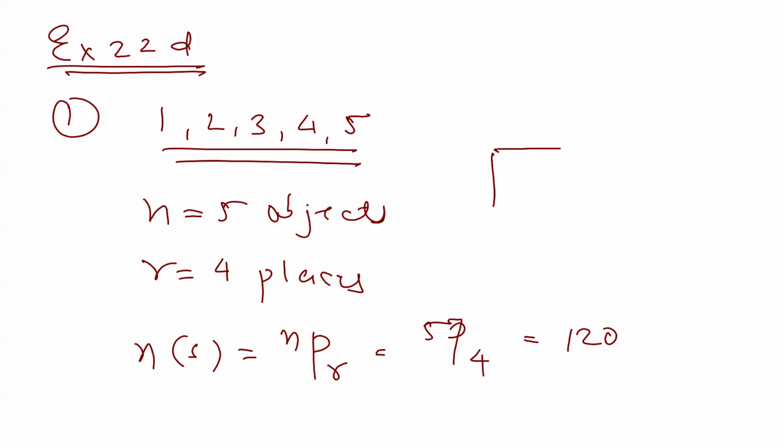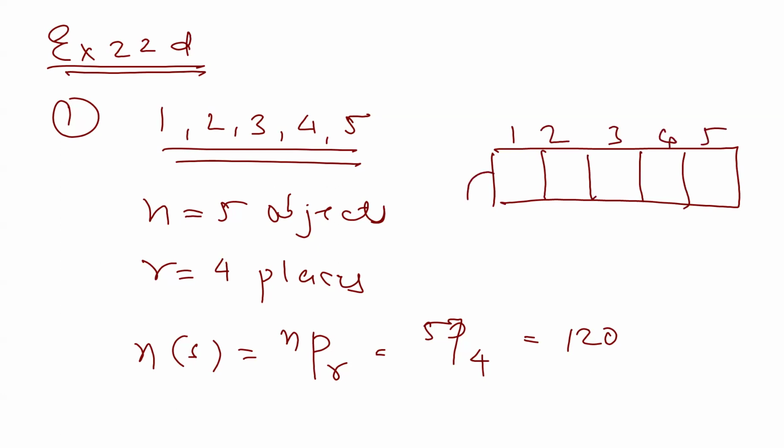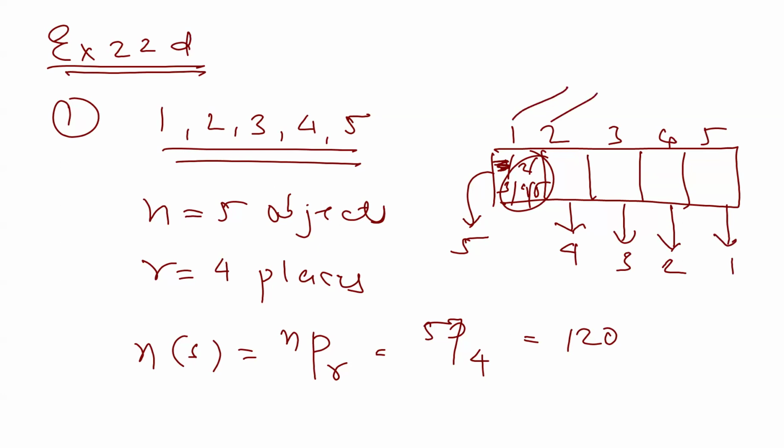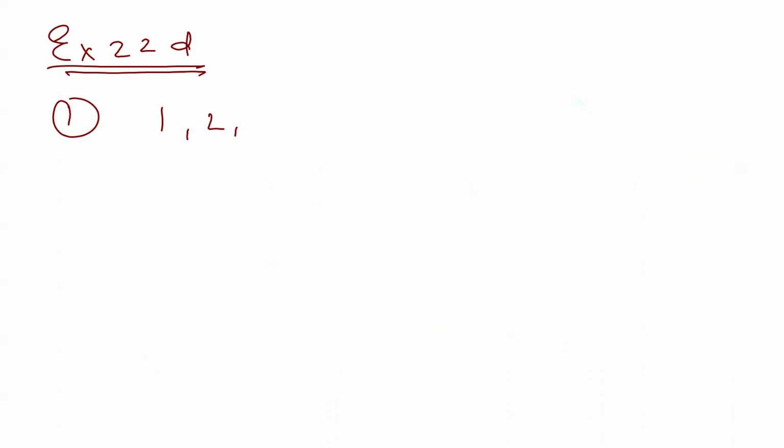If you want to use a box method for this, there will be 5 boxes. The first box can be filled up in 5 ways because there are 5 objects. Now repetition is not allowed. So if one is already used in the first box, the number of objects left are 4, then 3, then 2, and then 1. So 4 objects in the next box, then 2 are already used, so 3 objects are left for the third box, and so on. So you can also use a box method over here. Fine. So that is your n of S.